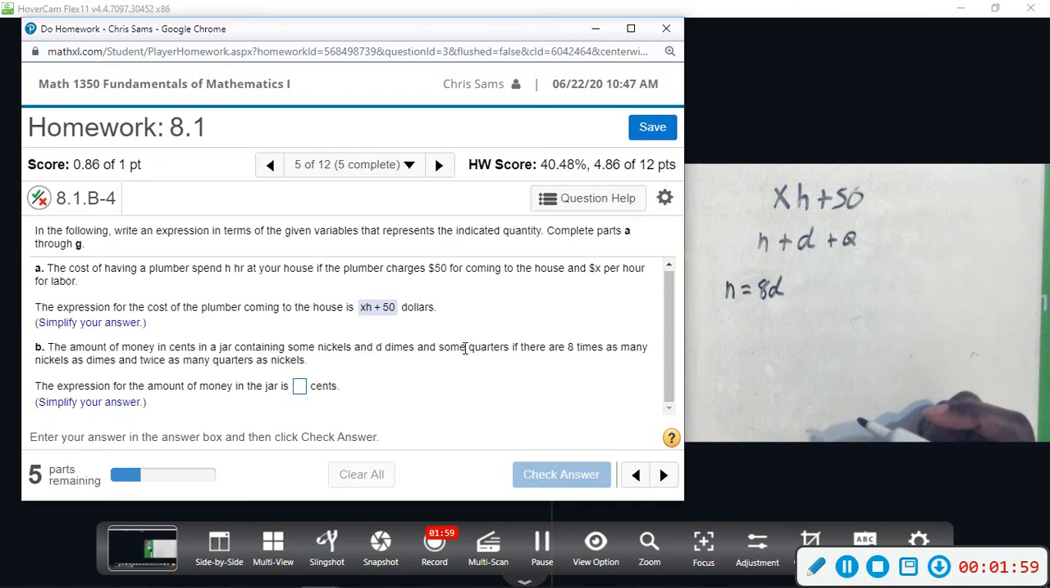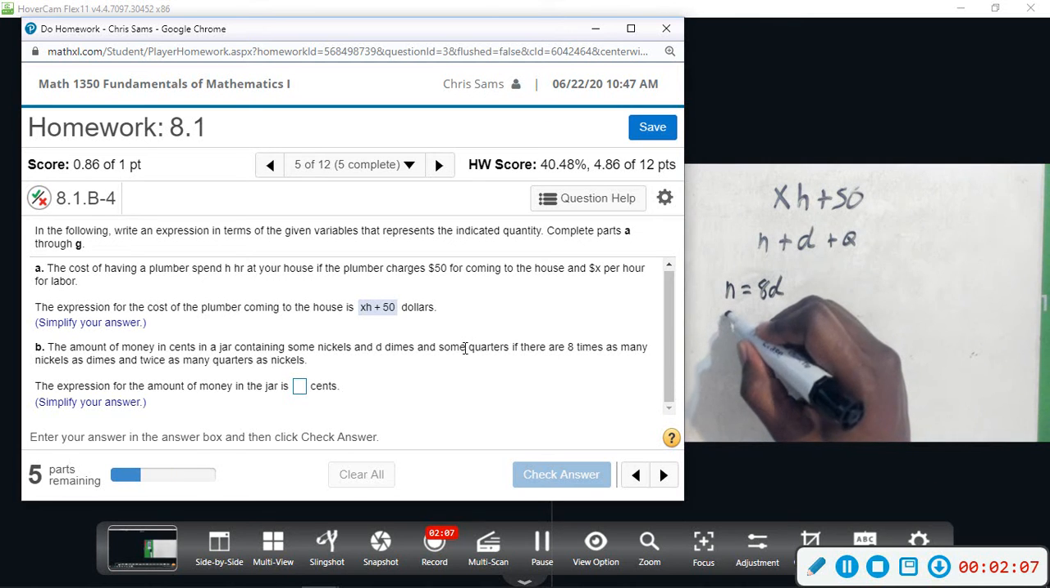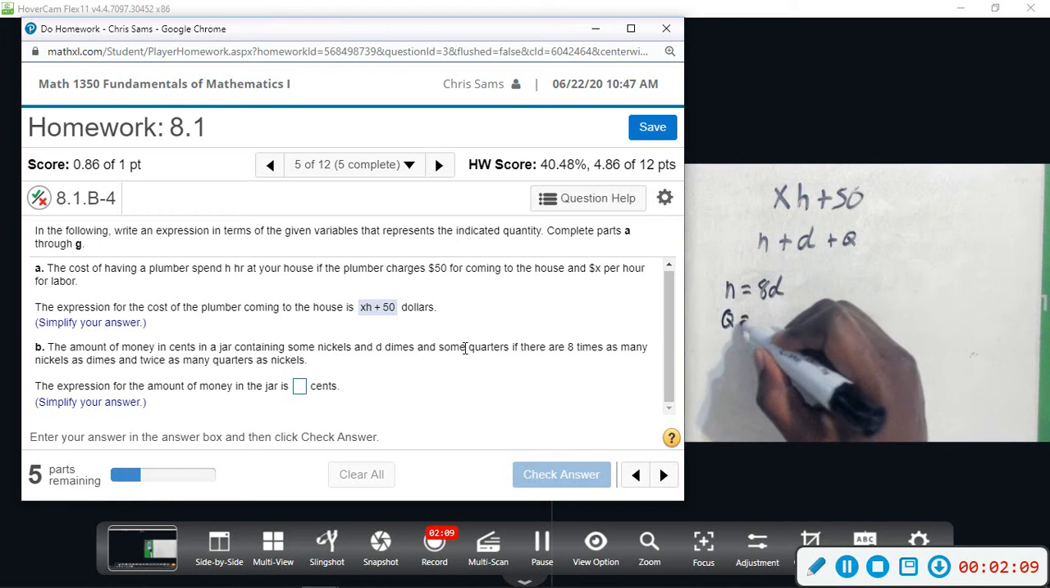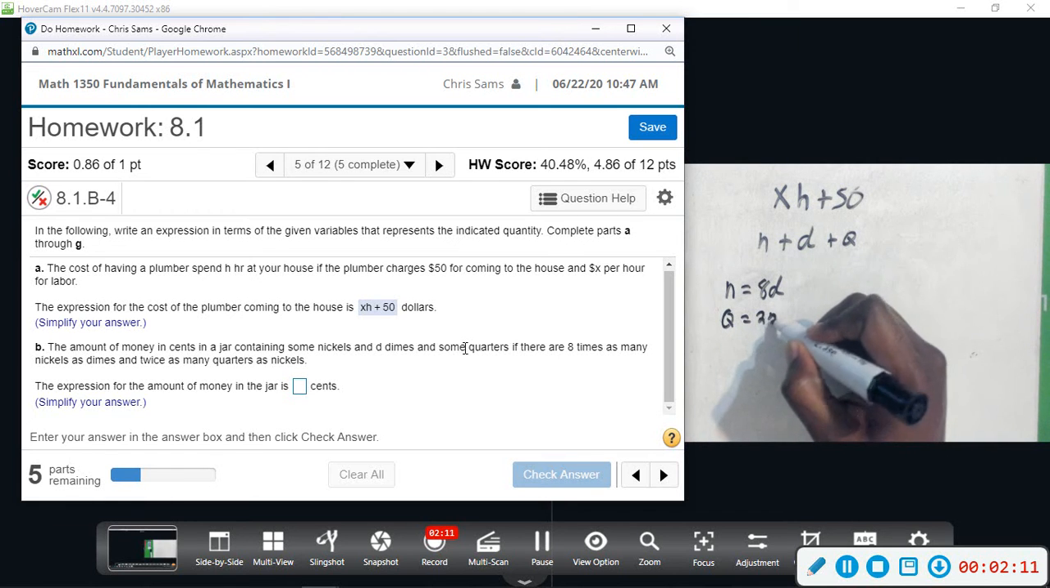And then it says there are twice as many quarters as nickels. So twice as many quarters as nickels. So this time quarters equals 2n.